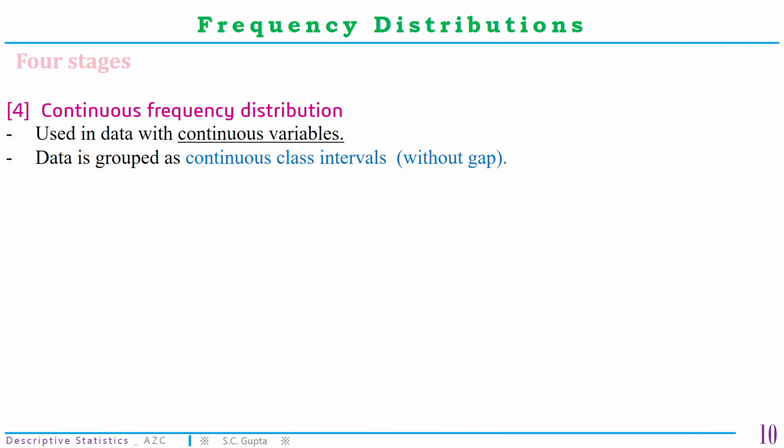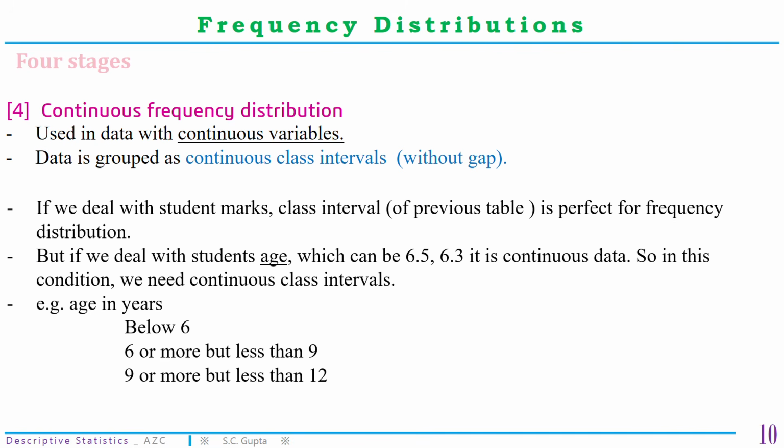Continuous frequency distribution is used for data with continuous variables. Data is grouped as continuous class intervals, which means without gap. If we deal with student marks, the class interval of the previous table is perfect for frequency distribution. But if we deal with students' age, which can be 6.5, 6.3, it is continuous data. So, in this condition, we need continuous class intervals. Example is age in years: below 6, 6 or more but less than 9, 9 or more but less than 12.